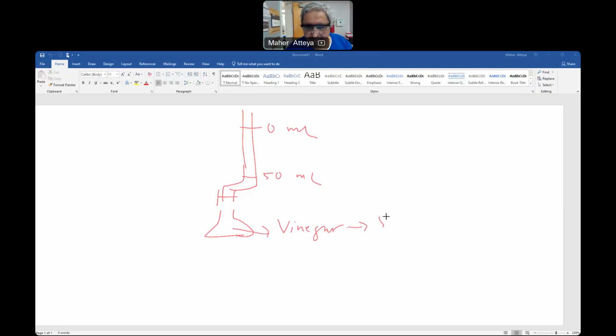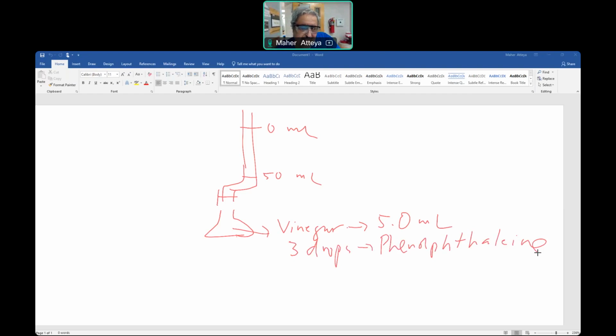So this time we'll take 5 mL, just to show you how to do the calculation. 5 mL, 3 drops of phenolphthalein. That's our indicator, an organic dye. And then we added about 10 mL distilled H2O. It has nothing to do with the reaction, just to help us visualize the endpoint, the change.